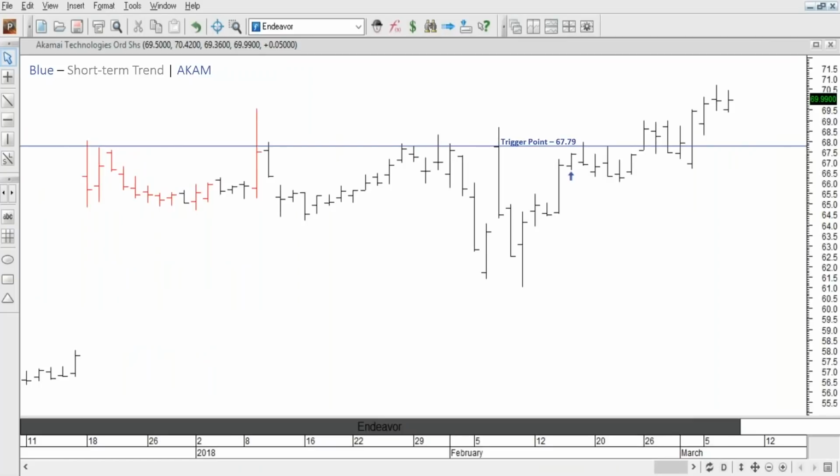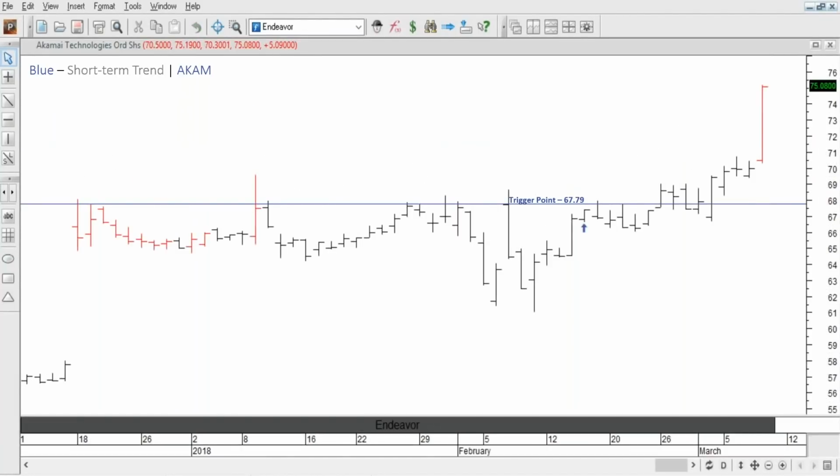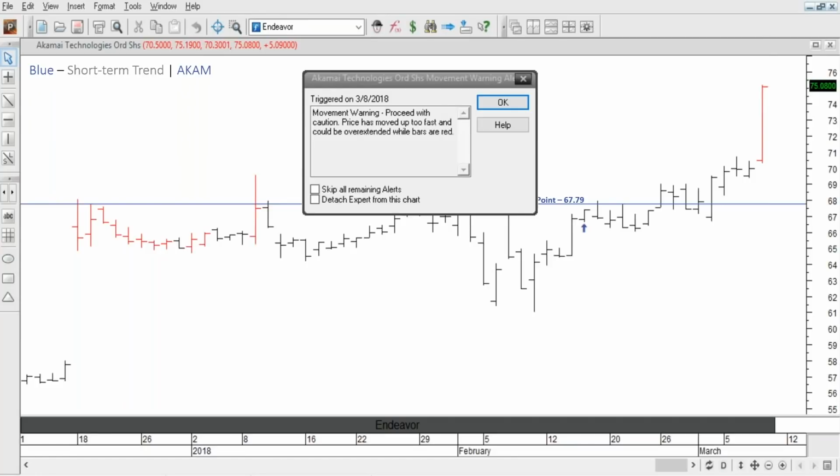Here, it's been 13 trading days since price took out our trigger point. And as you can see, price really hasn't moved up much yet. But in a volatile market, you can't always expect immediate price movement. Now, I'll jump forward in time 1 day. Price rockets up $4, giving us a red bar and a movement warning, telling us to proceed with caution. Price has moved up too fast and could be overextended while the bars are red.